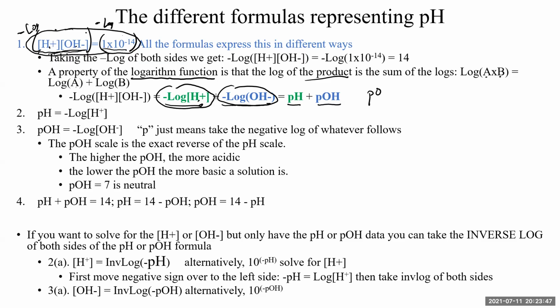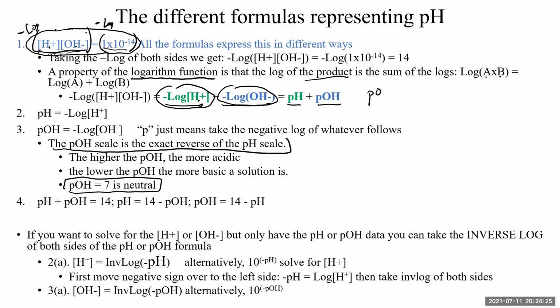pOH is, and I wrote this somewhere else here. Yeah, here it is. The pOH scale is the exact reverse of the pH scale. In other words, the higher the pOH, the more acidic. A low pOH means more basic, just like a low pH means more acidic. pOH of 7 is exactly neutral, just like pH. So the pOH scale is the exact flip side, or the upside down, of pH.